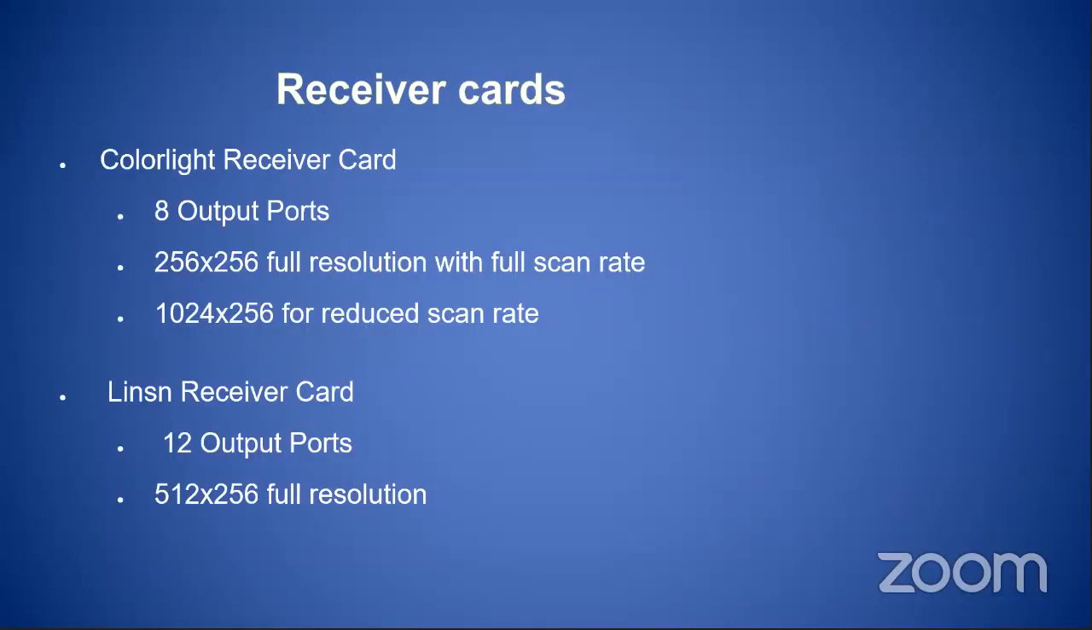Receiver cards. The Colorlight receiver card has 8 ports. The max resolution at full resolution with full scan rate, whatever your panel is, is 256 by 256. But their website's kind of funny in that they basically say on special occasions, I don't know if that just means like New Year's and Christmas, that it can also run 1024 by 256, but it's just because you can do it at a reduced scan rate. The Linsn receiver card's got 12 output ports, and the resolution's at 512 by 256.